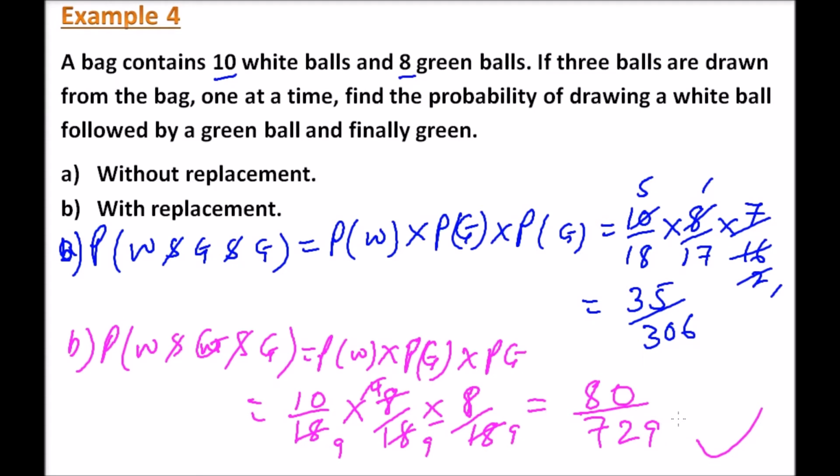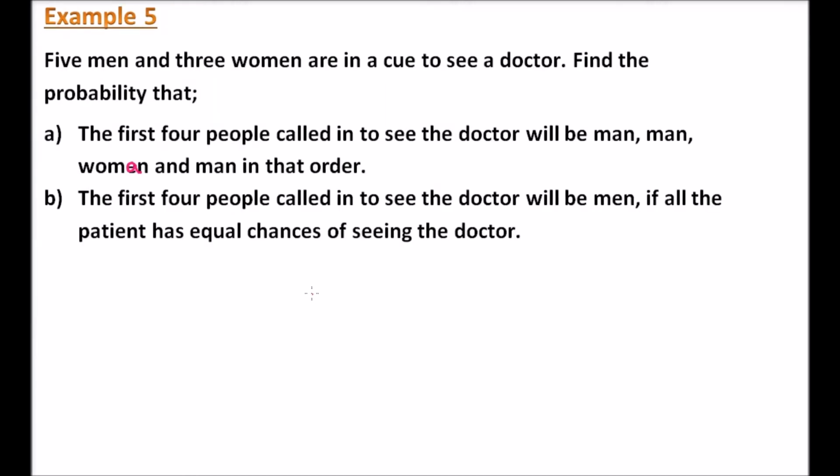and that brings us to the end of, or we do one more and then we wind up the lesson. Our example 5. 5 men and 3 women are in a queue to see a doctor. Find the probability that the first 4 people called in to see the doctor will be man, man, woman, and man, in that order. So the second one, the first 4 people called in to see the doctor will be men, if all the patients have equal chances of seeing the doctor.